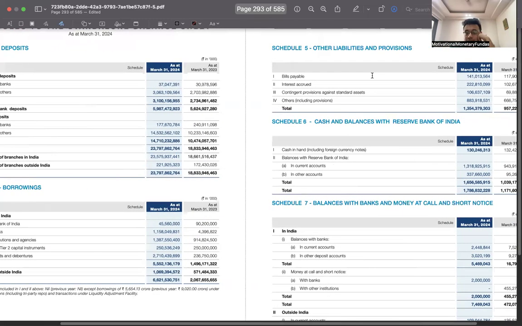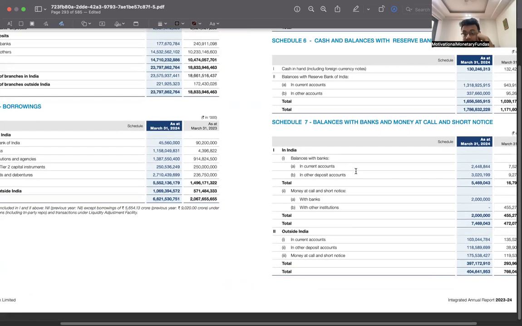You have those other liabilities, bills payable, contingent liabilities, cash and cash balances. How much money the Reserve Bank of India is keeping in current account, in other account. Balances with other banks, how much HDFC Bank is keeping with ICICI Bank, right? With banks, other banks, short. These are money at call and short notice. So these are call money, like very short term money.